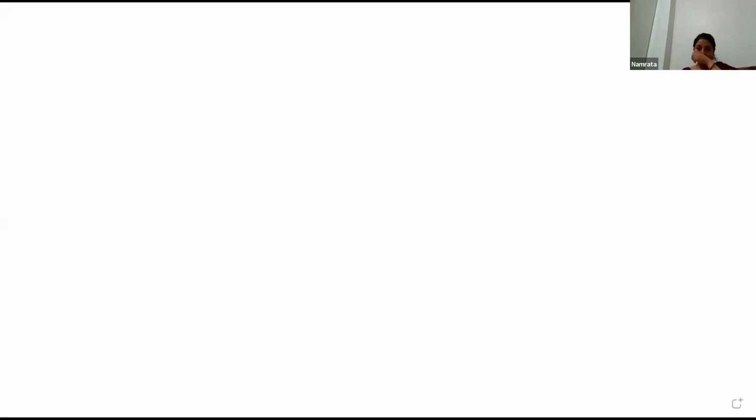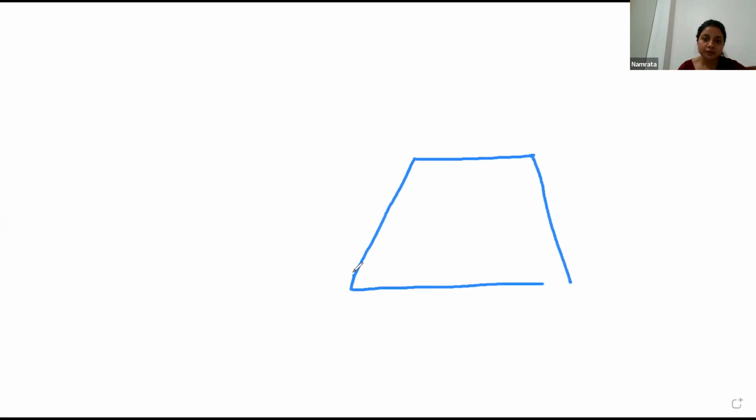So let's do one more question. Suppose here we have a trapezium. Here a line is passing through it like this. The name is DC, AB.